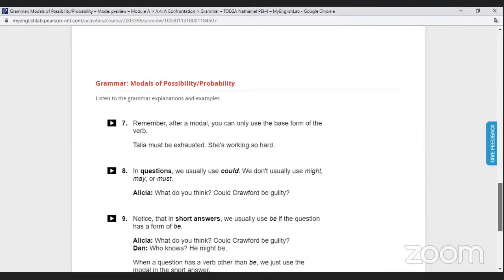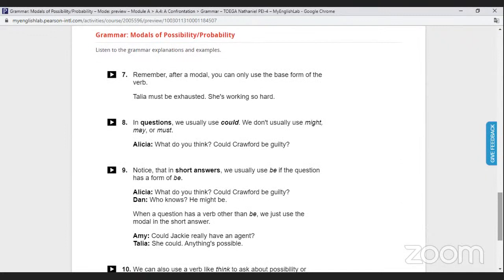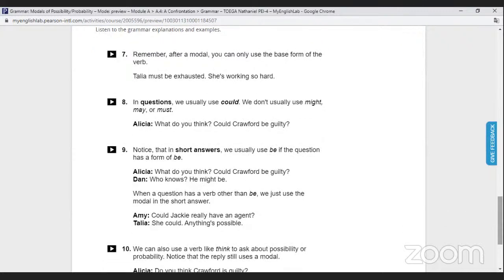Let's see more. In number seven, we have this. Remember, after a modal, you can only see the base form of the verb, right? Always with the base form. Talia must be exhausted. She's working so hard. And that's easy, right? Number eight, in questions, we usually use could. We don't usually use might, may, or must, right? The example, please. What do you think? Could Crawford be guilty?